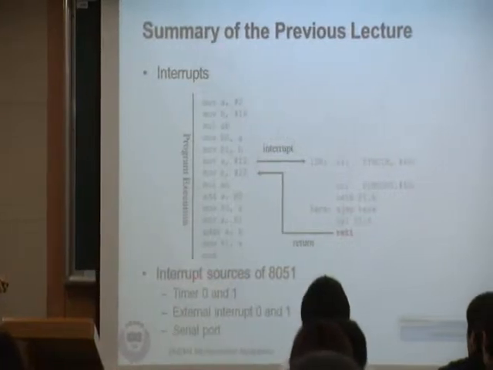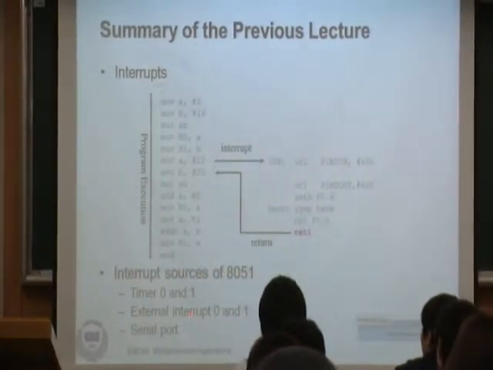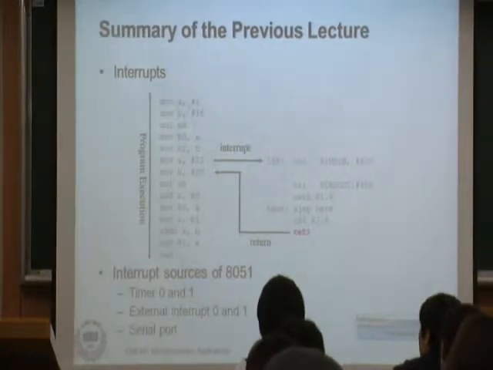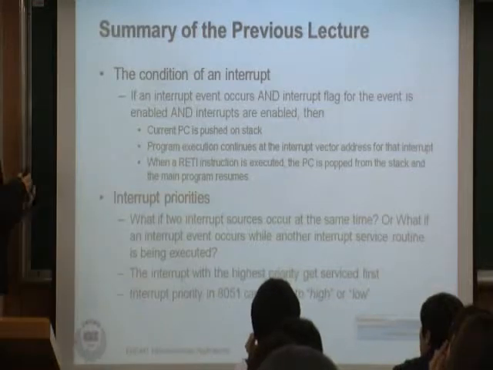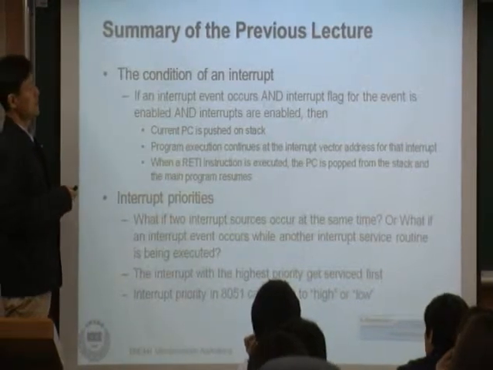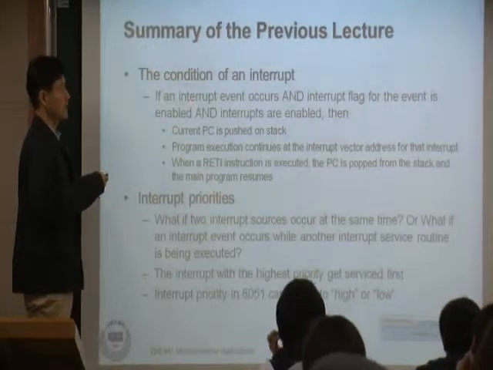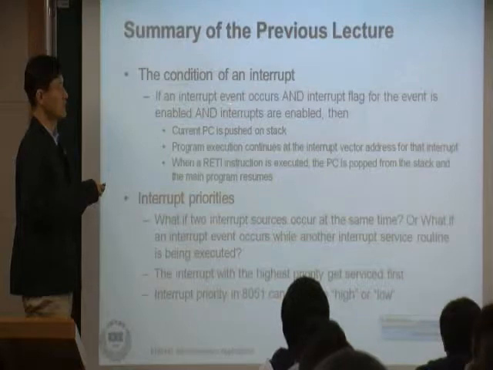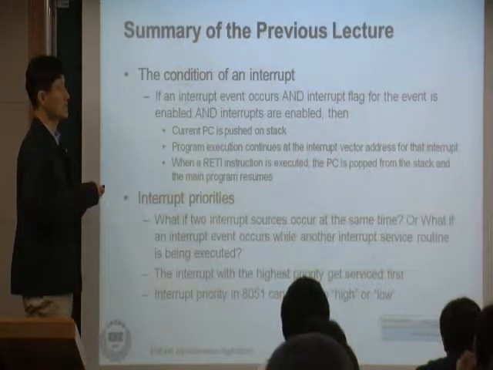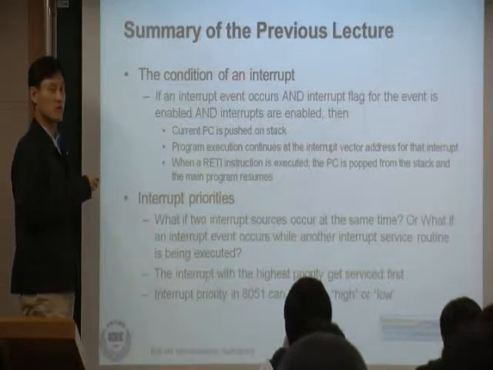We have 5 different interrupt sources in the 8051: 2 different timers, 2 different external interrupts, and the serial port. Remember the conditions of the interrupt, right? We learned that in order for the interrupt to occur, we have to have 3 different conditions. The first one is that the interrupt event should actually occur.